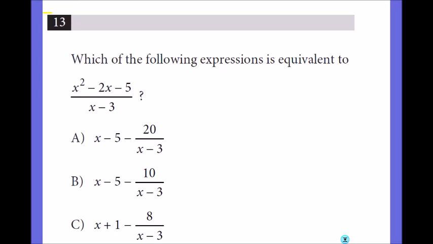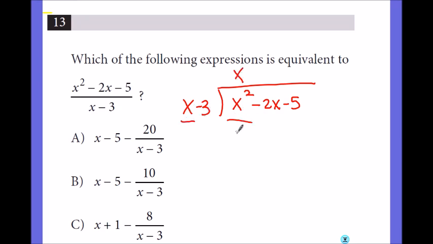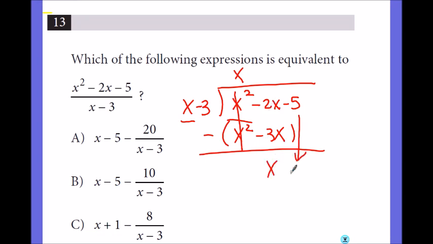Which of the following expressions is equivalent to that? It seems like we have to do the long division, right? Change the form of the fractions. So x squared minus 2x minus 5 divided by x minus 3. You first look at the leading terms to make this equal to that. So you multiply by x. So it's x squared minus 3x, and you subtract that. Because our goal is to get rid of the x squared, the leading term. So now, -2x minus -3x is plus x, so I get x, and you just carry down the next term.